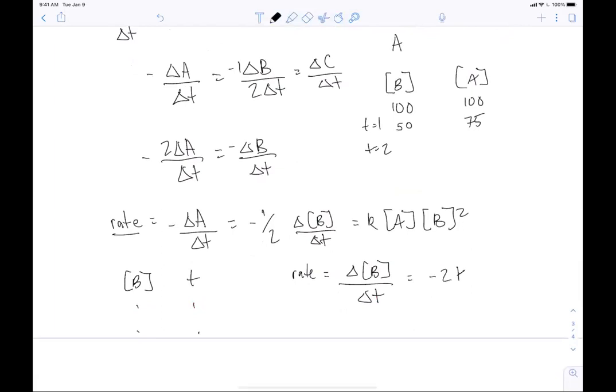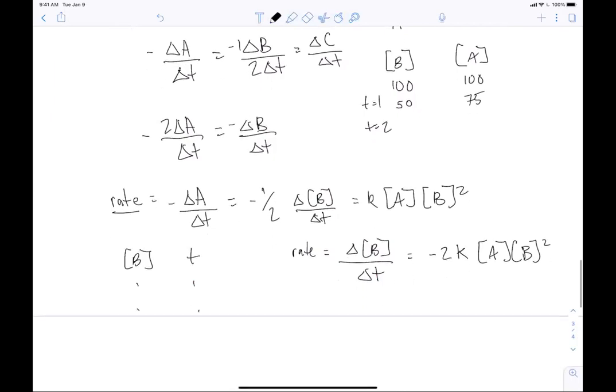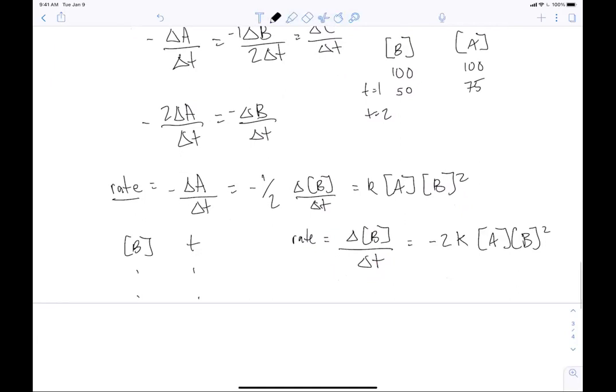So like if K[A][B] squared is like the rate of A disappearing, and if we're looking for the rate of B disappearing, since it disappears twice as fast, it makes sense to have like a negative 2K[A][B] squared, if that makes sense. Good. Since it's disappearing twice as fast as A. Yeah. Okay. And like that's what, yeah, exactly.